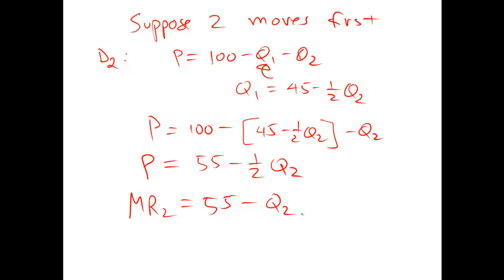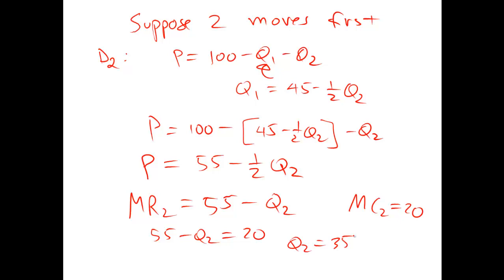What's firm 2's optimal quantity of output? Well, we find that by setting MR equal to MC. What was MC at firm 2? It was equal to 20. And so we solve 55 minus Q2 equals 20, and we get that Q2 is equal to 35.